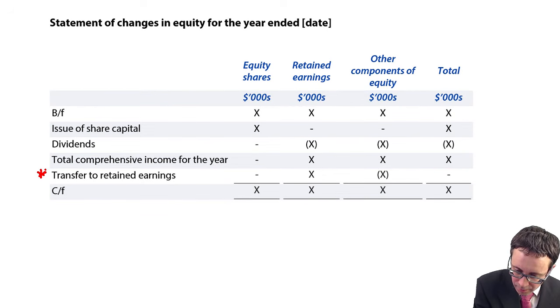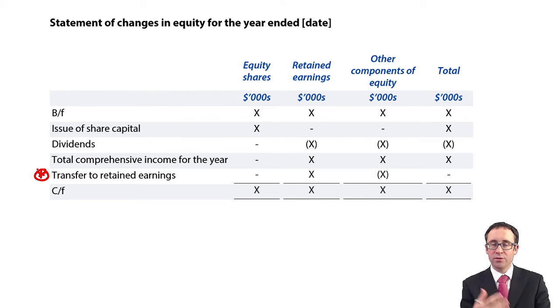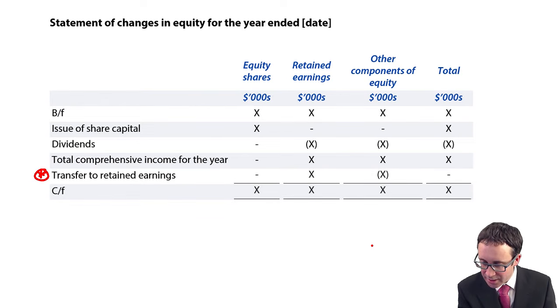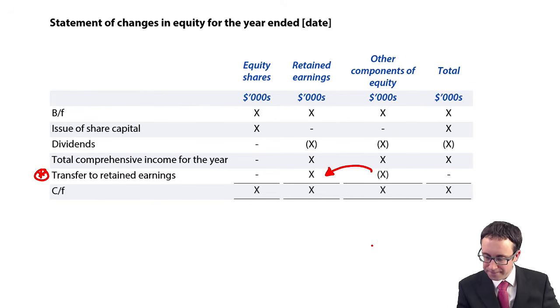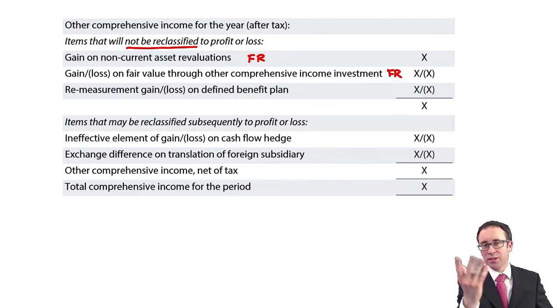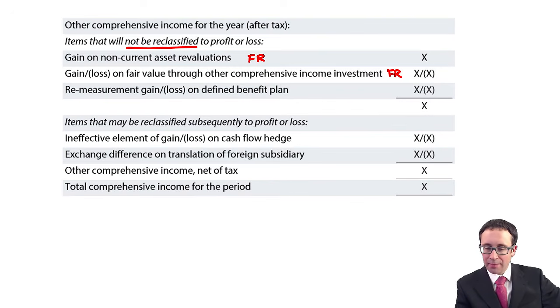So remember, the transfer to retained earnings for your excess depreciation takes the excess depreciation from your revaluation reserve in your other components of equity and puts it back into your retained earnings. Again, we'll see that in more detail in the PPE chapter.